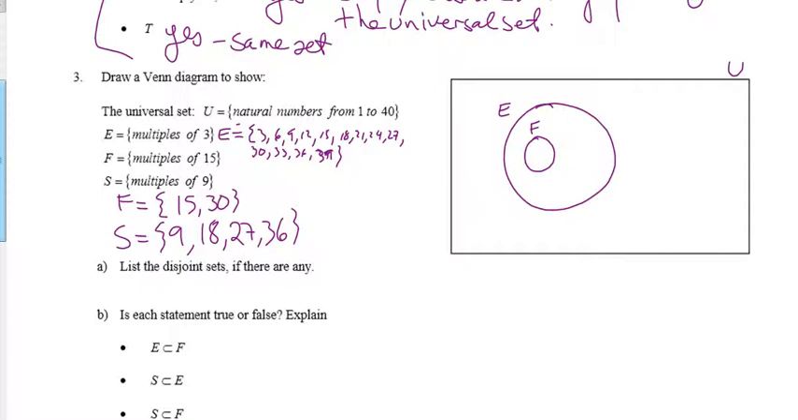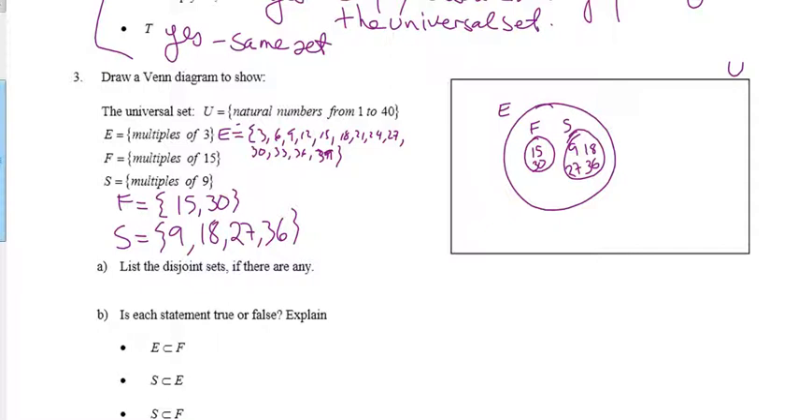Now, are any elements of F and S the same? Yes. 36? And 27. No. F is multiples of 15, so no. Oh, no, not F. F and S. So 15 and 30 belong in F. S is also a subset of E, right? Any multiple of 9 is also a multiple of 3. So we need another subset within here, which is S, and it contains 9, 18, 27, and 36.